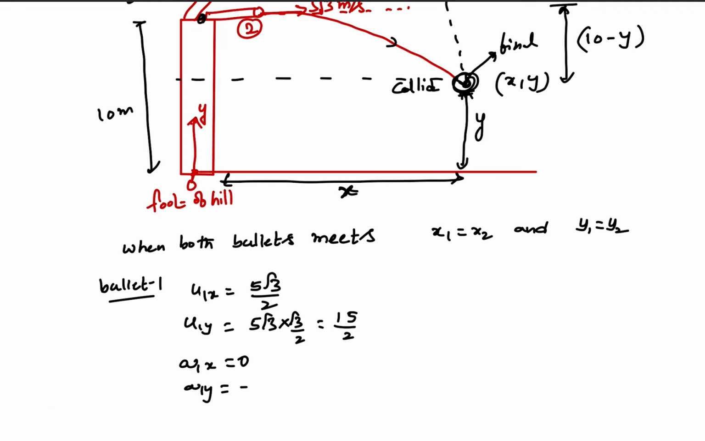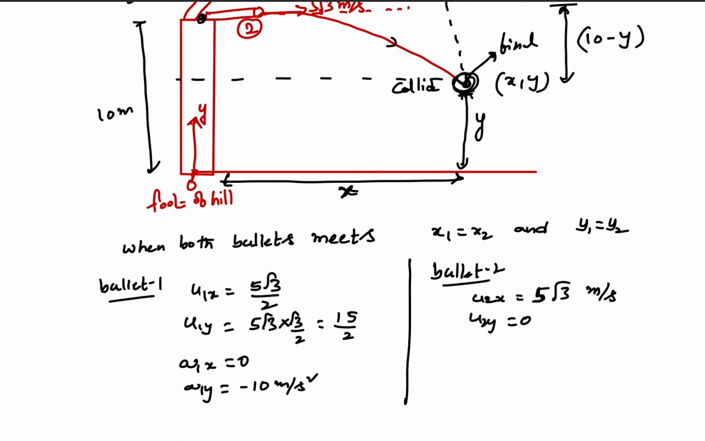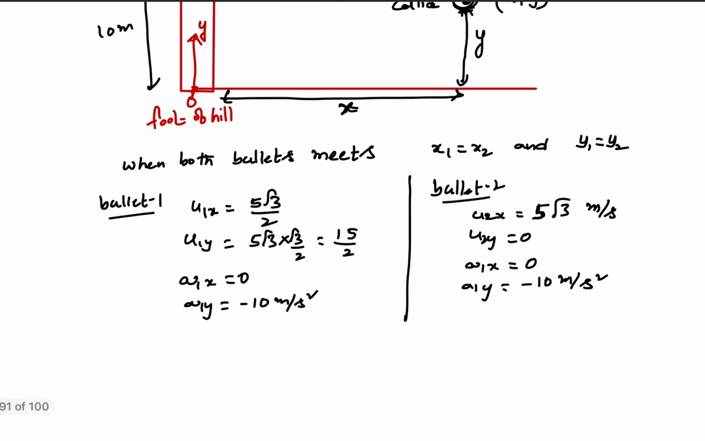And a1x is equal to 0. a1y value is equal to minus 10 meter per second square. Similarly, for bullet 2, u2x is equal to 5 root 3 meter per second. u2y value is 0, a2x value is 0, and a2y value is equal to minus 10 meter per second square. I have all the values. You can use that when they collide.